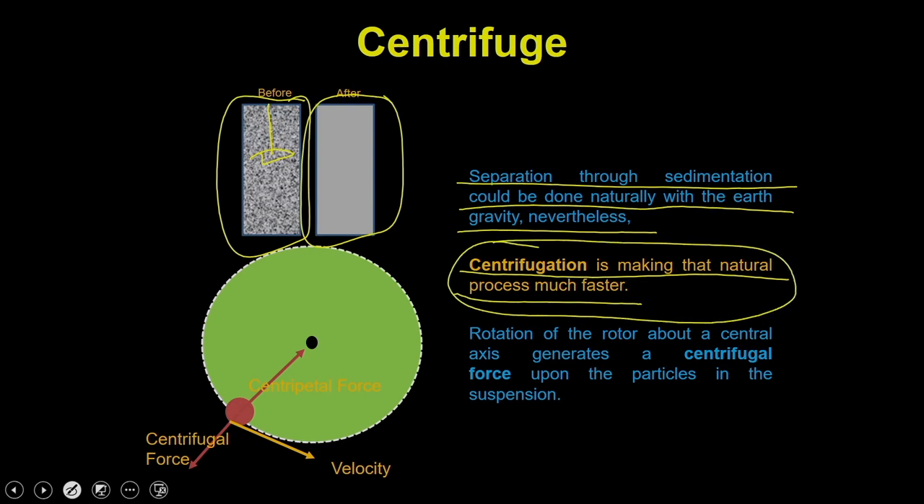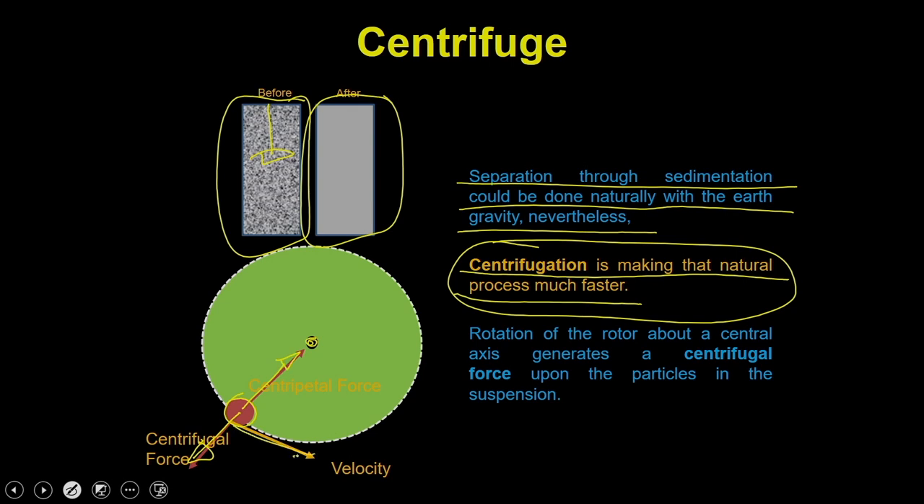As you can see, this is the centrifuge, and this is the axle of the centrifuge, and you are spinning the object. This is your object and you are spinning it. The object is going to experience two forces: a centrifugal force, which goes outward from the axis, and a centripetal force, which goes towards the axis.